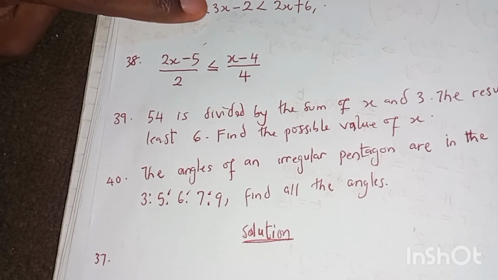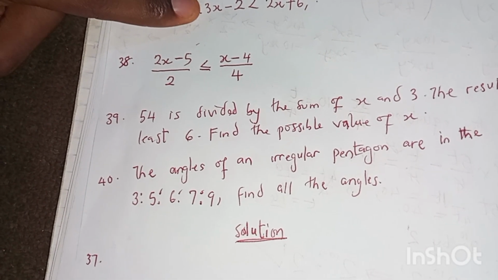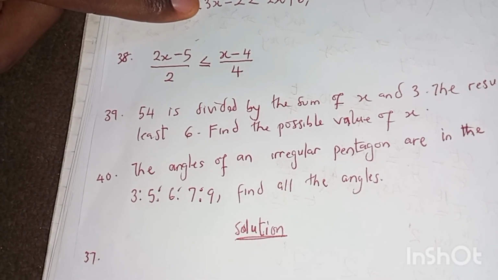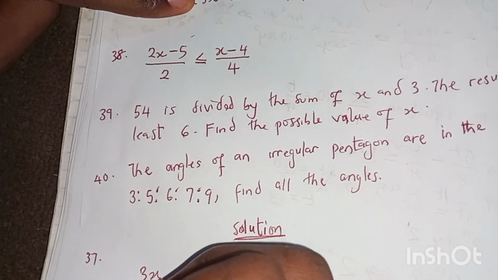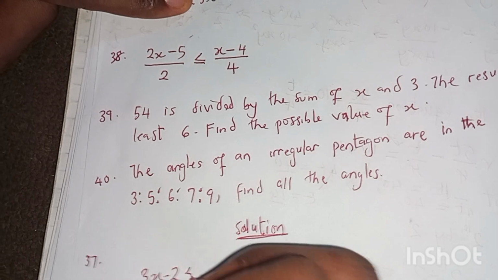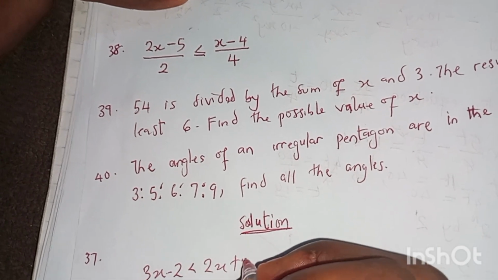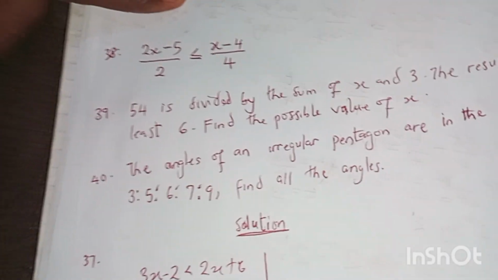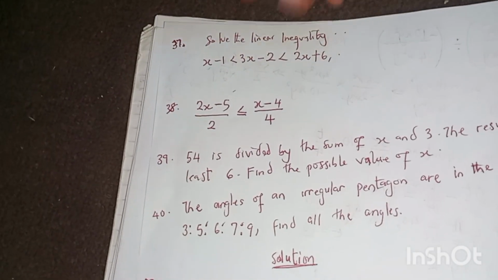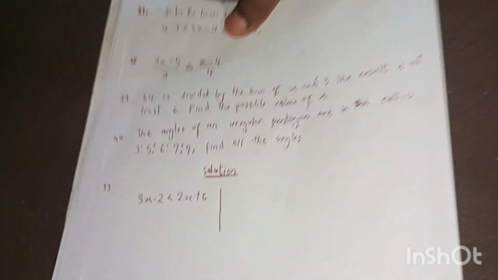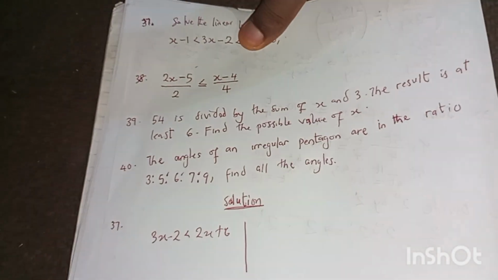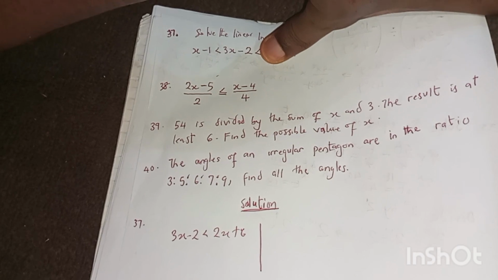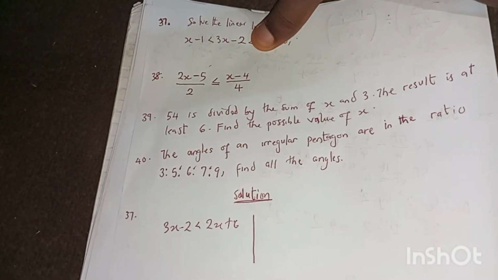If you cover this sign here, we are left with just 3x minus 2. So we are left with this one. And if you cover this other side, we are left with that other inequality, x minus 1 less than 3x minus 2. So just write it down on this other side.